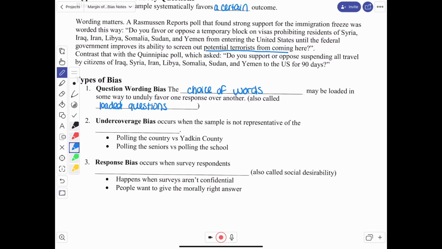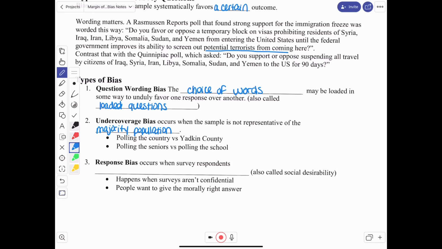Then we have undercoverage bias. So it occurs when the sample is not representative of the majority population. Okay, so it'd be like, for example, polling the country versus Yadkin County, okay, or polling the seniors versus polling the school. We're going to get very, very different opinions there.